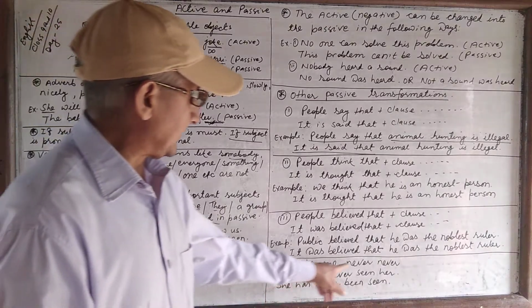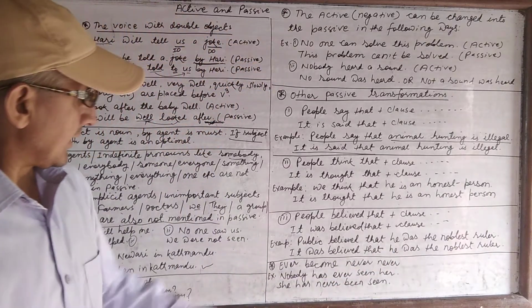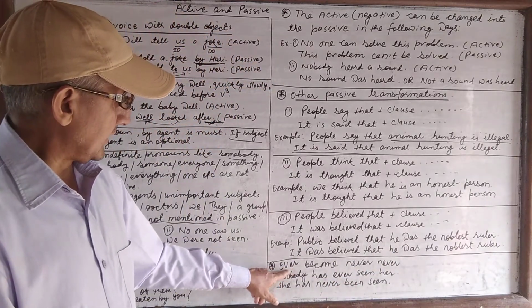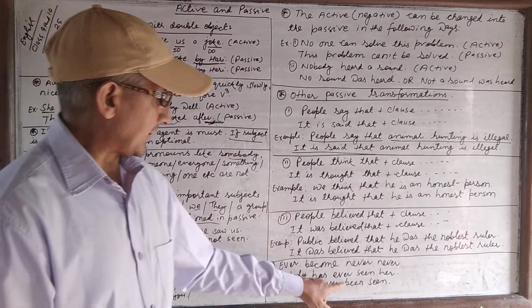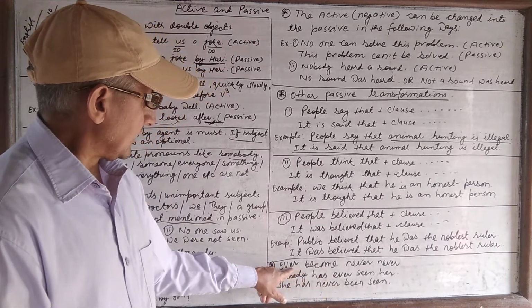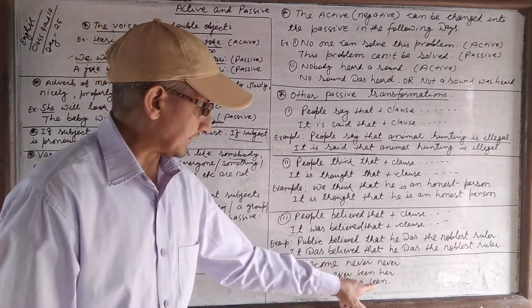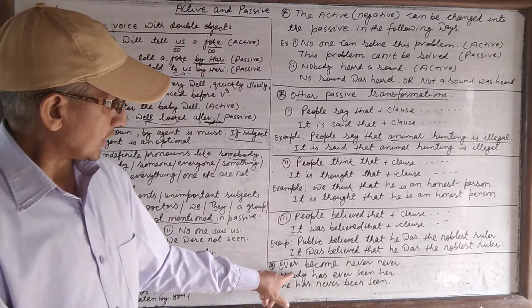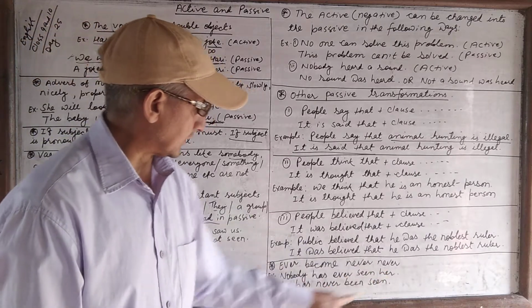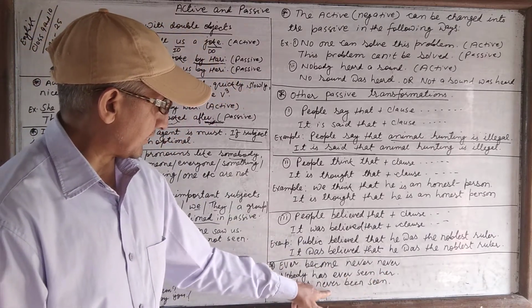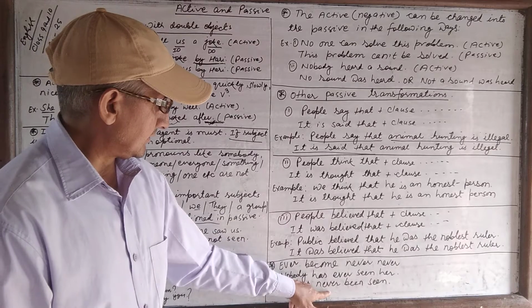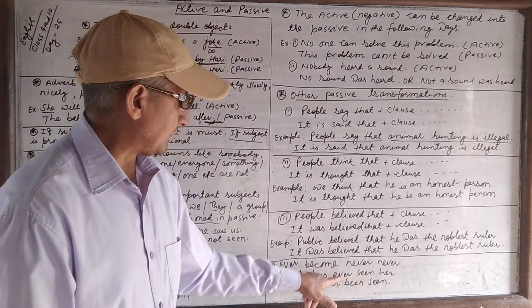And next, ever becomes never. Ever in the active sentence becomes never in the passive. The example is, nobody has ever seen her. She has never been seen. Ever becomes never.